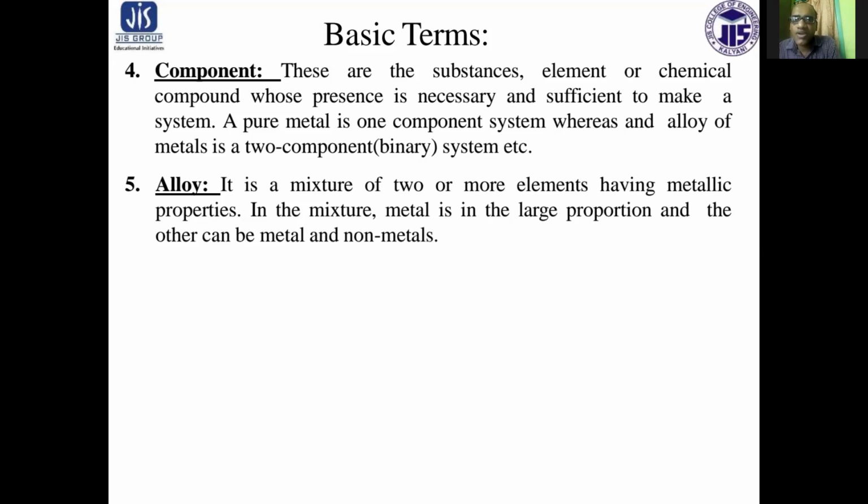Next, number 5, that is alloy. It is a mixture of two or more elements having metallic properties. In this mixture, metal is in the large proportion and the others can be metals and maybe non-metals.